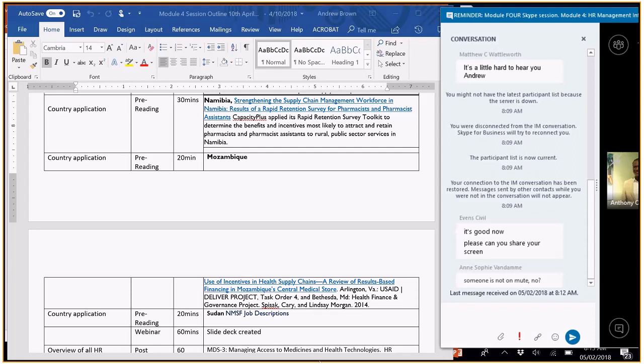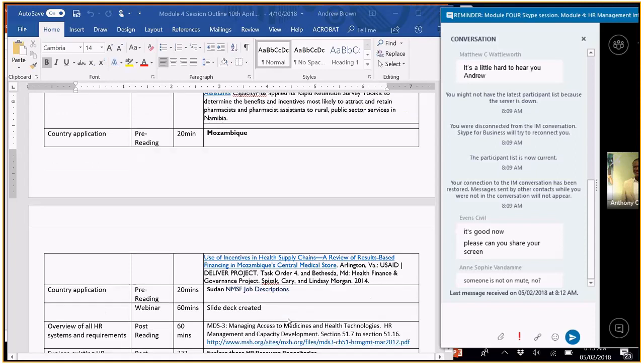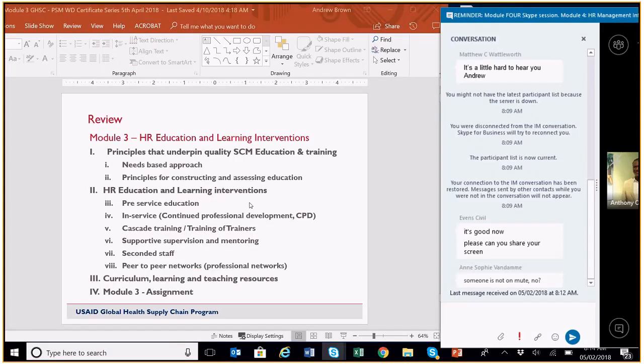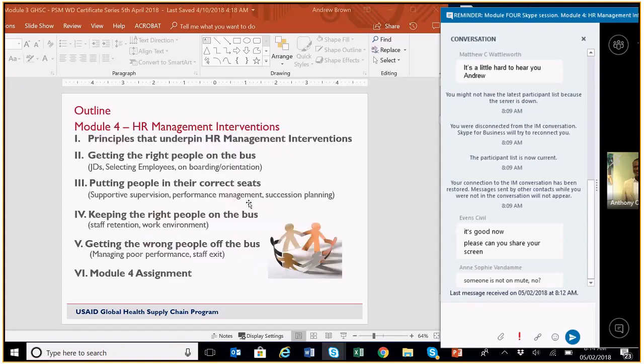The other resource that's in the pre-reading to emphasize is this is from Sudan, and it's a very comprehensive range of job descriptions that I think you will find are very helpful if one of the tasks you have to do is to do job descriptions. So with those as background resources, what I'd like to then do is move on to our talk today.